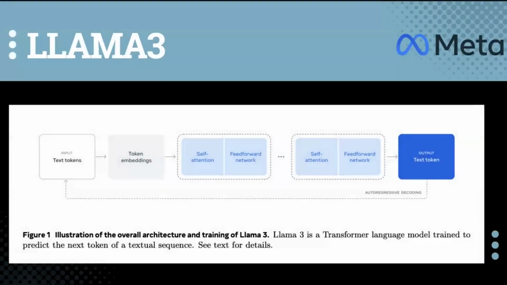I wanted to show you what you can read if you read the Herd of Llama Models paper about Llama 3. You're going to see stuff like this, an illustration of the overall architecture and training of Llama 3. Input text tokens, embeddings, self-attention, feed-forward network, self-attention, feed-forward network, output text token, auto-regressive decoding. Check, check, check. Okay, I can keep reading.